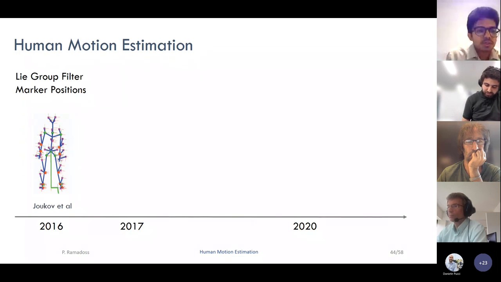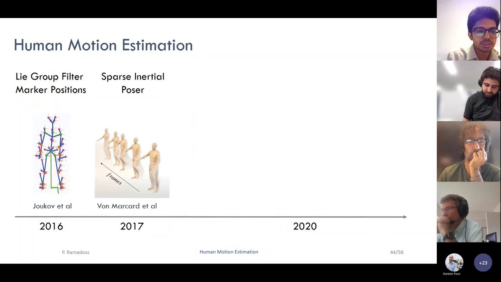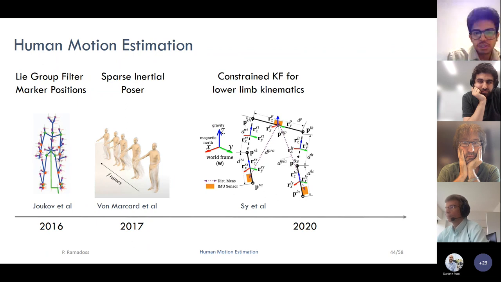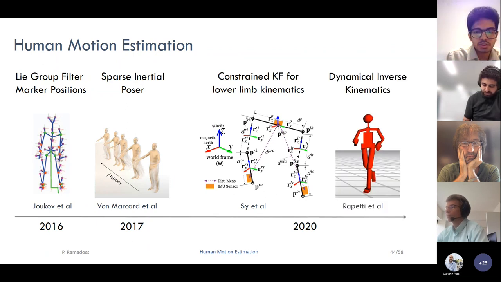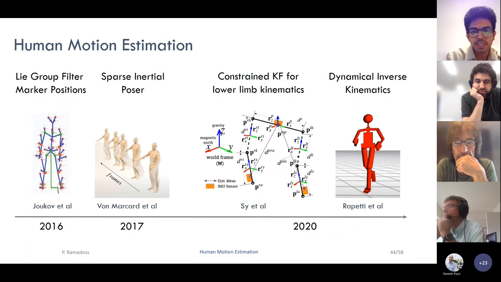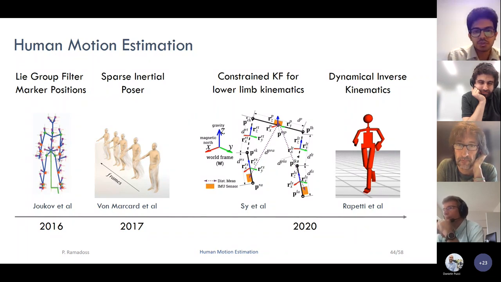So a Lie group Kalman filter was proposed in the past for full body human motion estimation, but it relied on marker positions. A sparse inertial poser was proposed to use a reduced number of IMUs worn by the human for full body estimation, solved using a nonlinear optimization problem. And a constrained EKF on Lie groups was proposed for lower limb kinematics estimation. More recently, a dynamical inverse kinematics approach was proposed for full body human motion estimation that was applicable to models with a very large number of degrees of freedom and for time critical applications. However, the dynamical inverse kinematics in the absence of position sensors does not recover the base state completely.